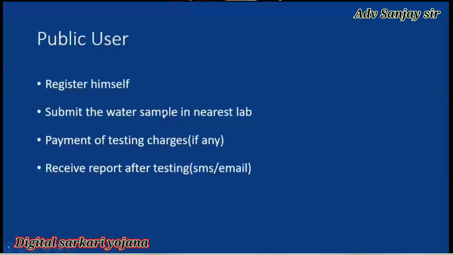Then the public user submits the water sample in the nearest lab. How will he find the nearest lab? If he goes to our WQMIS portal, he can search for the nearest lab. Then he has to pay the testing charges. The testing charges are already defined by the lab in charge or super level admin. And then he receives the reports after testing by SMS and email. So this is for the public user.